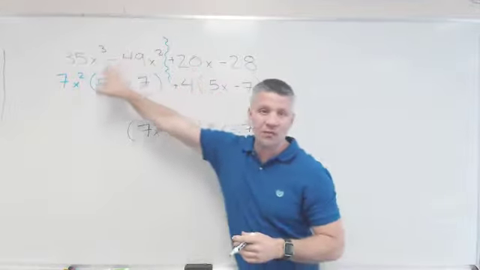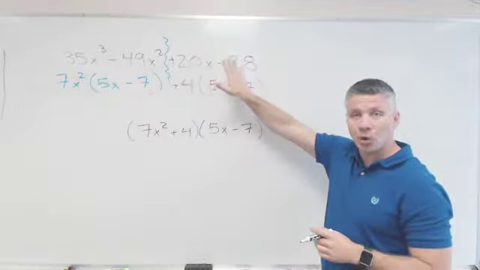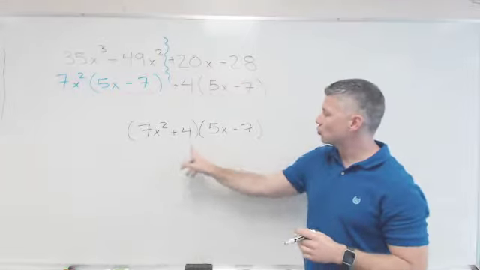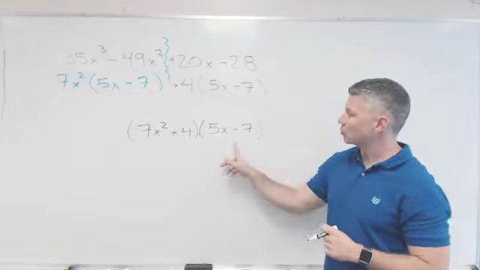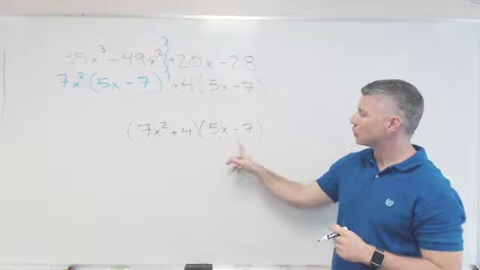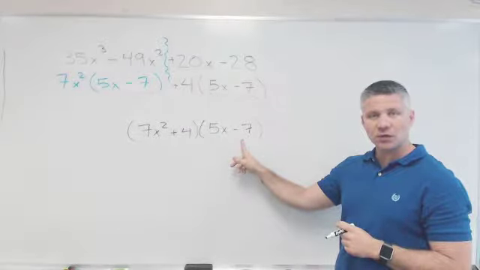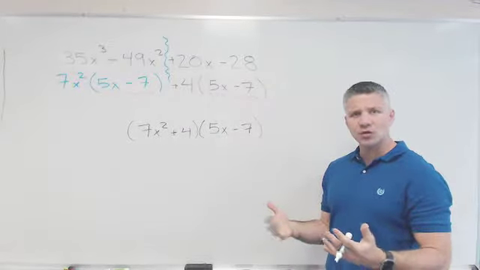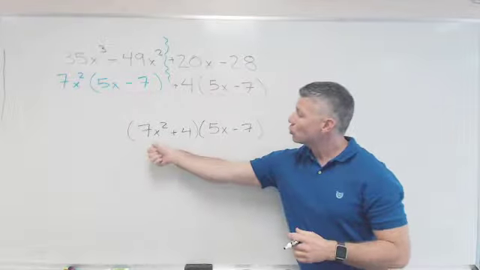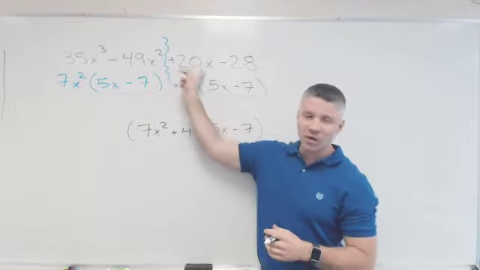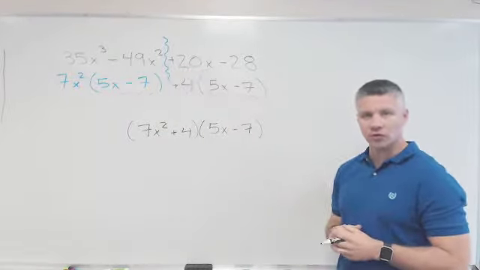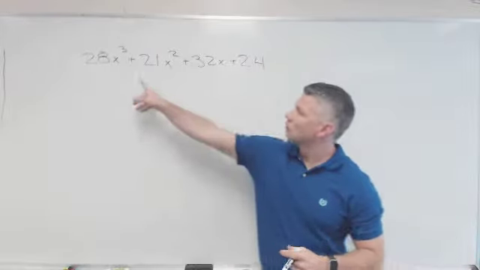And now we have factored a 4-term polynomial into 2 binomials being multiplied. 7x squared plus 4, 5x minus 7. And since you've done multiplication in the previous lessons, you could multiply this out and make sure that this is the right answer. Let's try another one.